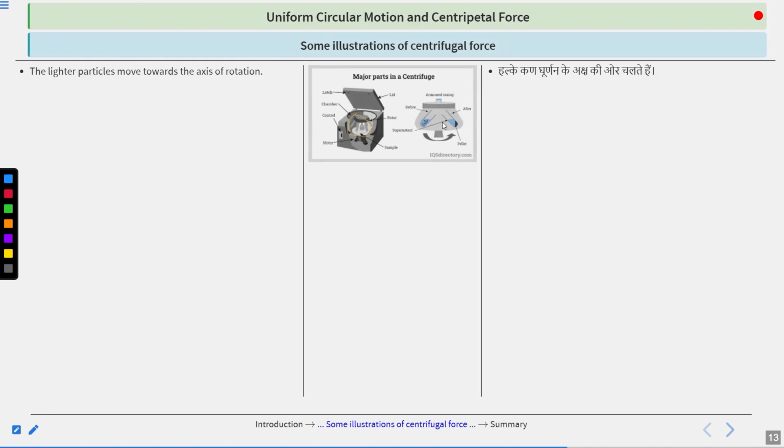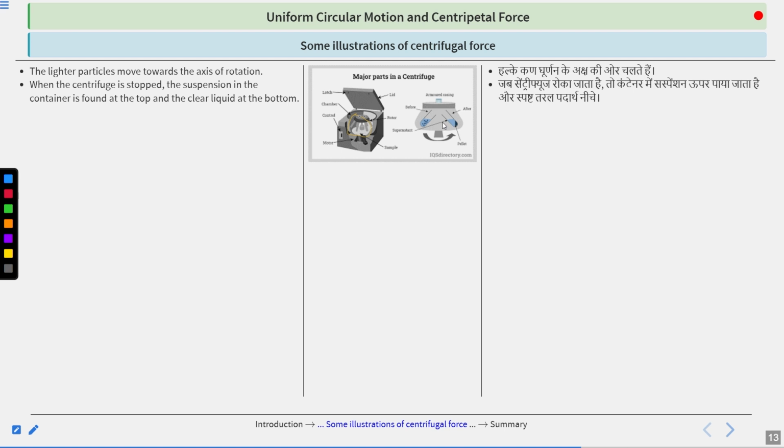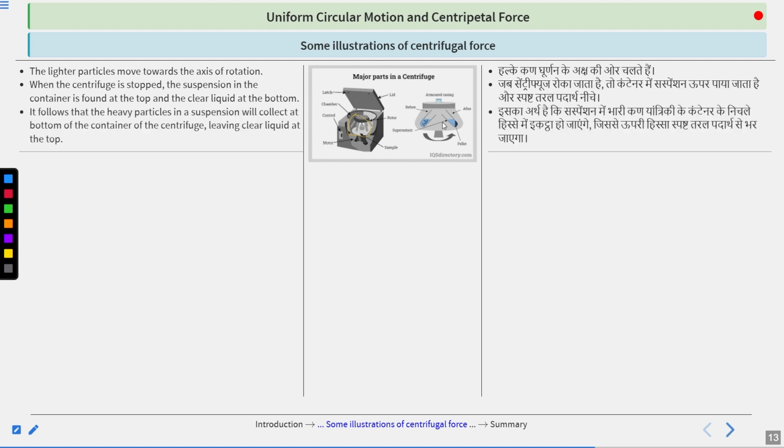The lighter particles move towards the axis of rotation. When the centrifuge stops, the suspension in the container is found at the top and the clear liquid at the bottom. It follows that the heavy particles in a suspension will collect at the bottom of the container of the centrifuge, leaving clear liquid at the top.